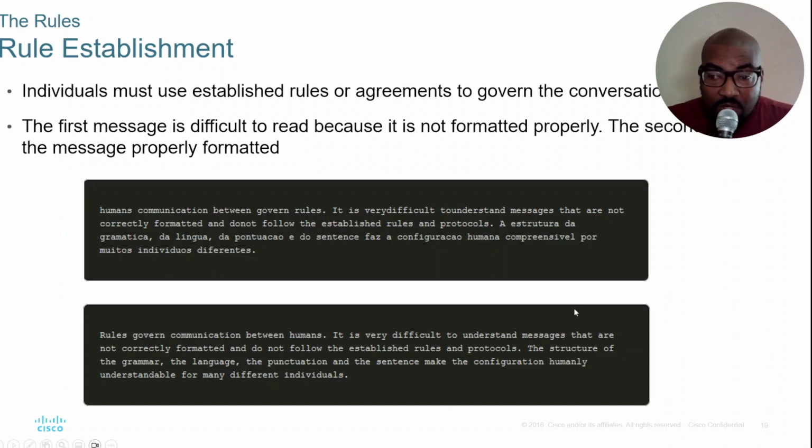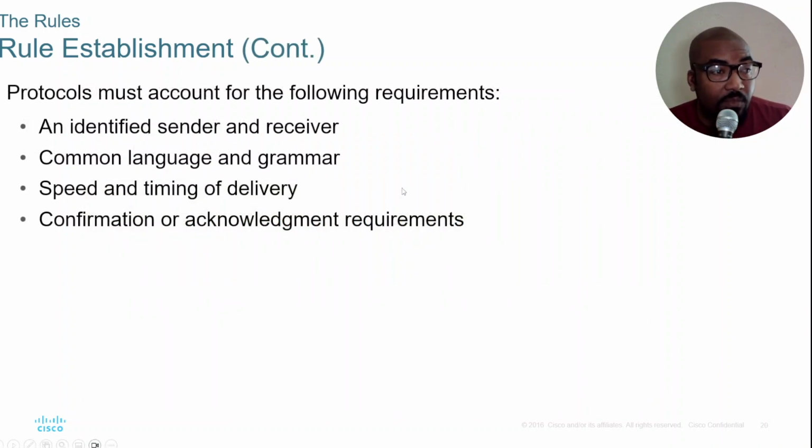So essentially it's showing two messages. One of them is formatted correctly, the other one is not. So it is rather difficult to see these two, right? Well, one of them you can see very, very well. The other one is a little funky. Protocols must account for the following requirements: an identified sender or receiver, common language and grammar, speed and timely delivery, and confirmation of receipt and agreements.